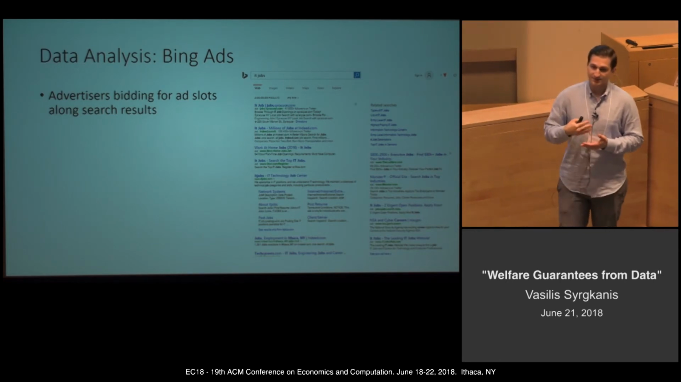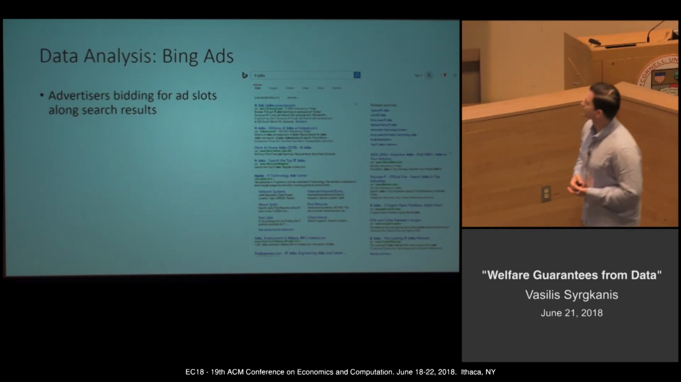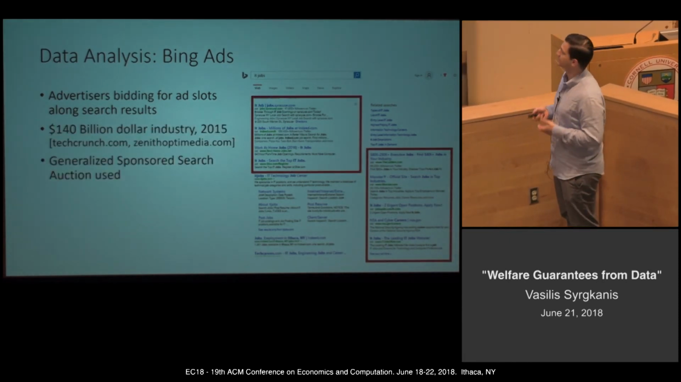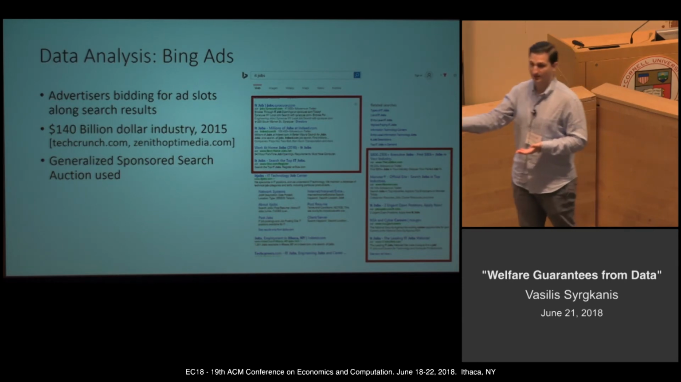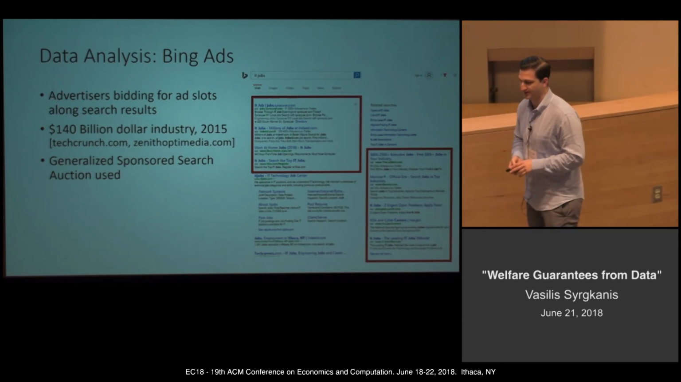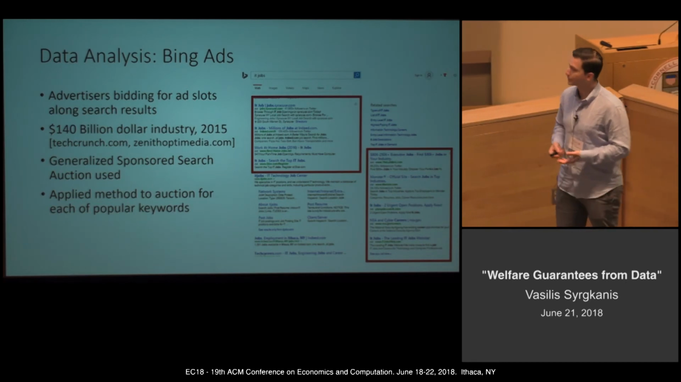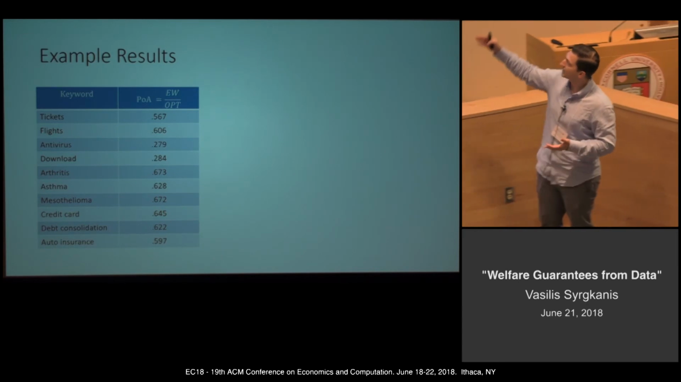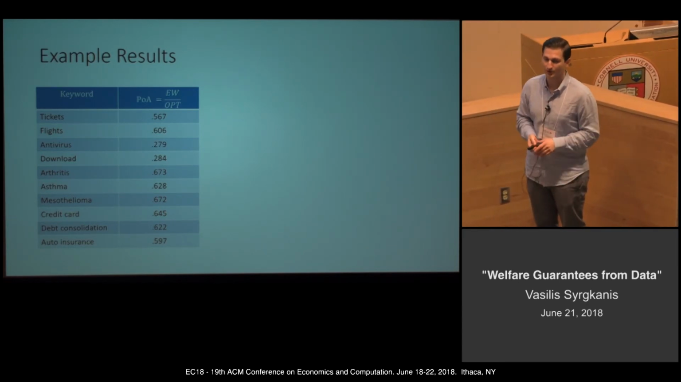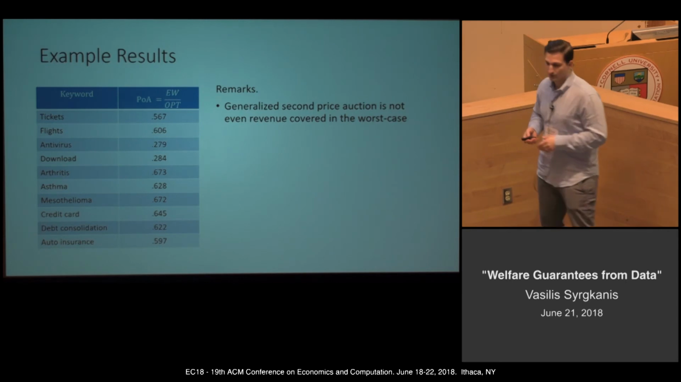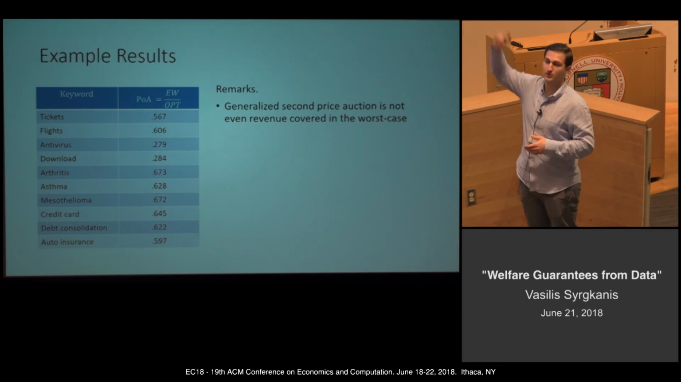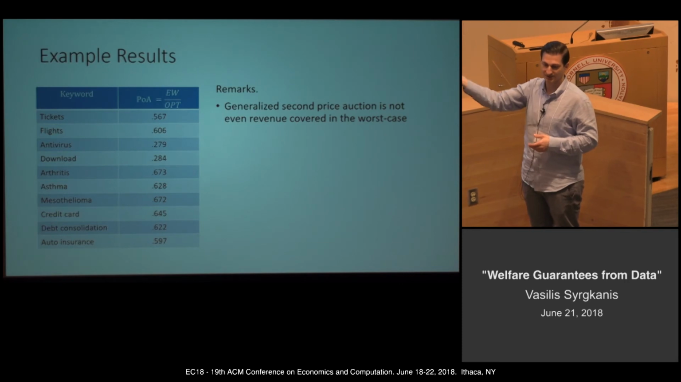We also went and applied this in practice. So we went to data sets from Bing Ads, and this is a multi-billion-dollar industry, and we tried to analyze what is the empirical price of anarchy, in some sense, of the generalized second price auction for several popular keywords in the Bing Ads system. And here, for example, I'm giving you this fraction that we recovered for many of these popular keywords. And the main thing to observe is that the generalized second price auction is not even revenue covered in the worst case. Despite this fact, the empirical price of anarchy can still be lower bounded by some nontrivial guarantee.